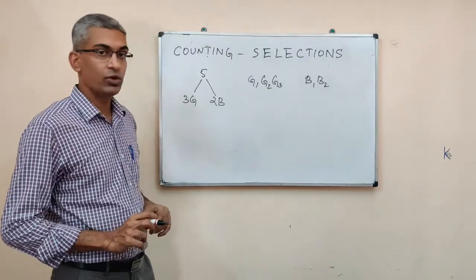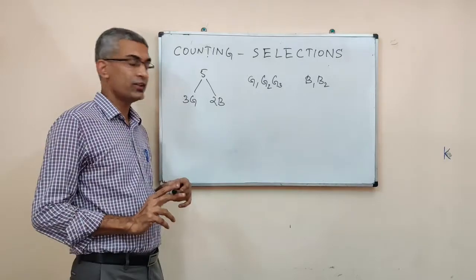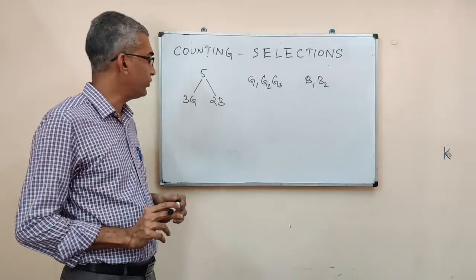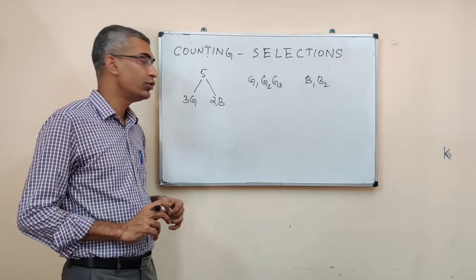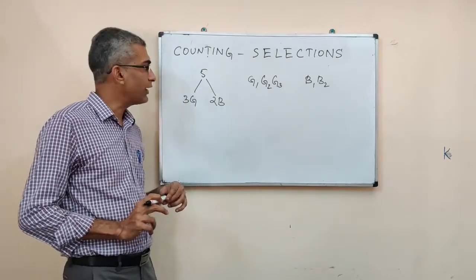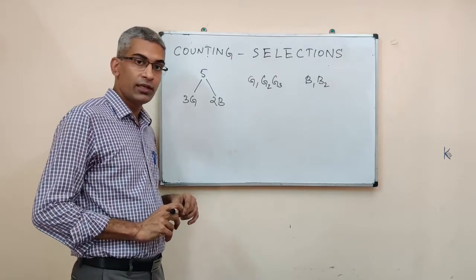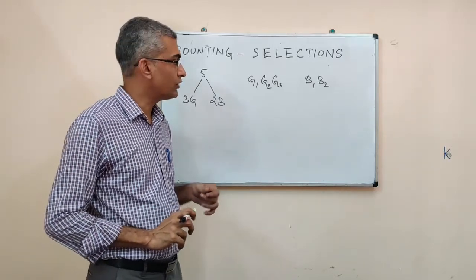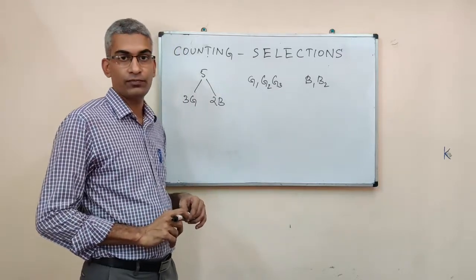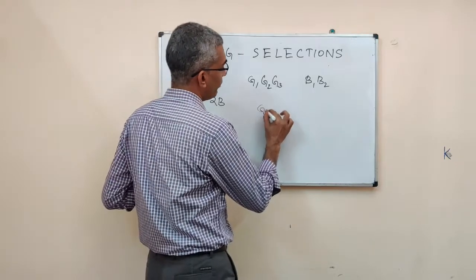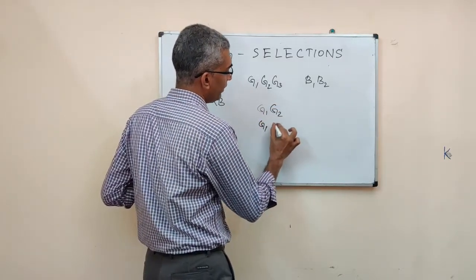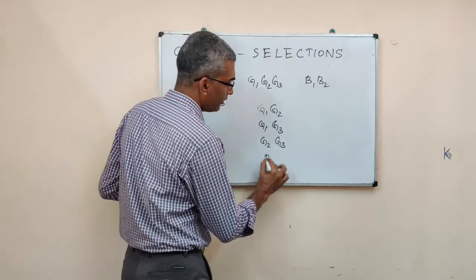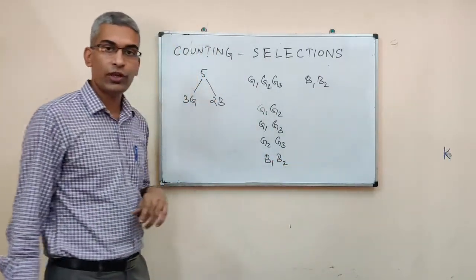Let us consider another possible question based on the same situation. We have 5 students in the class, 3 girls and 2 boys. The girls are G1, G2, G3, and the boys are B1 and B2. The question is, in how many different ways can you have 2 member teams selected from this set of 5 students such that both the students in the team have the same gender? That means the team should have either both the students being girls or both the students should be boys. One possibility is girl 1 and girl 2. Another possibility is girl 1 and girl 3. It could be girl 2 and girl 3. Or it could be boy 1 and boy 2. So there are 4 possibilities.